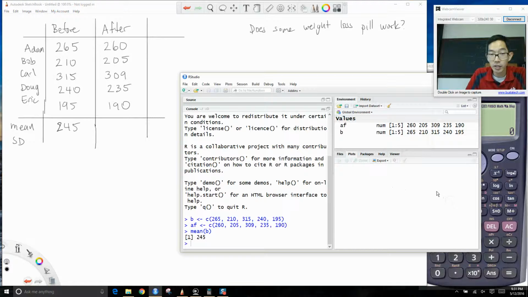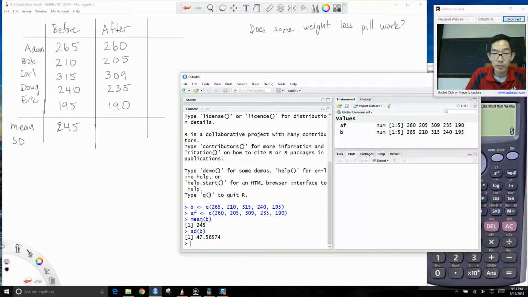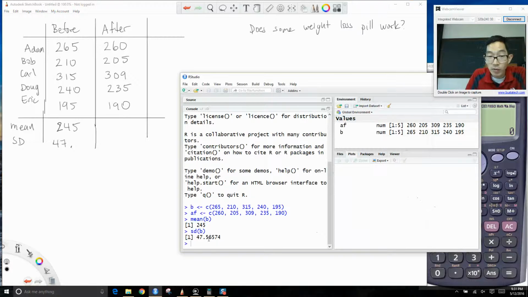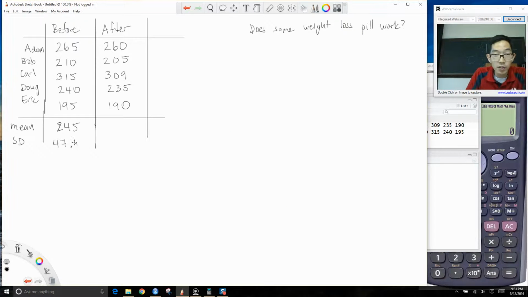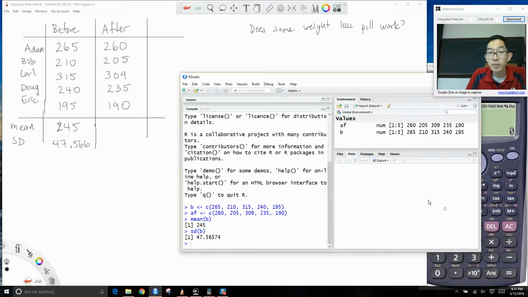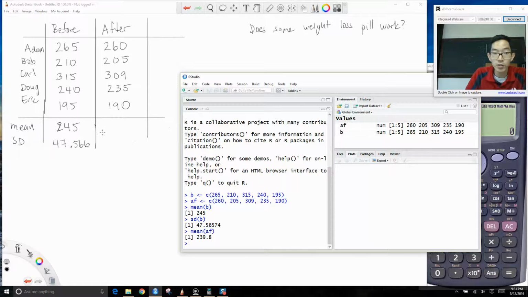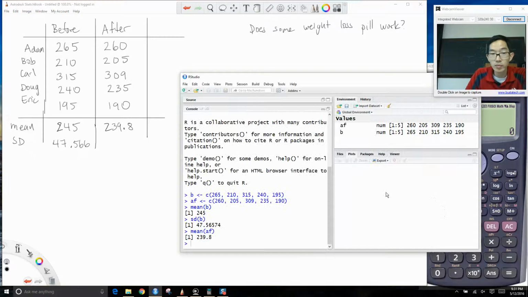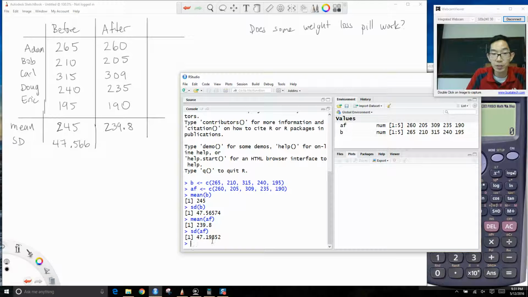and the standard deviation is 47.566. The mean of after is 239.8, and the standard deviation of after is 47.199.